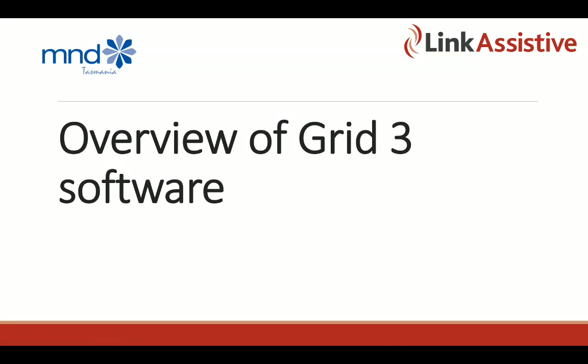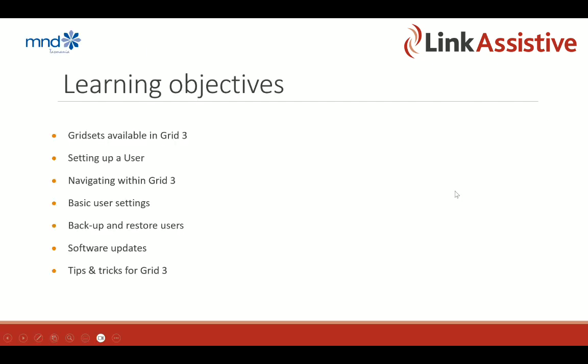Hi and welcome to this module on the overview of Grid 3 software. In this module we will be covering the following learning objectives: grid sets that are available in Grid 3 for text communication. We'll be looking at setting up a user, how you can navigate within Grid 3, the basic user settings. We'll look at how you can back up and restore users, some troubleshooting and looking at software updates, and finally some tips and tricks for Grid 3.